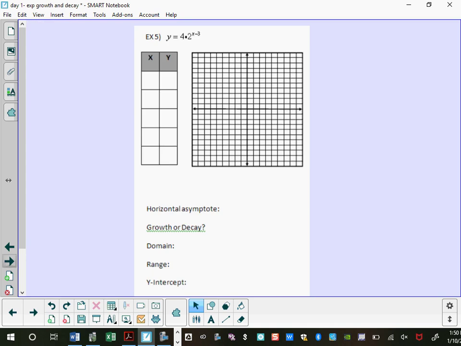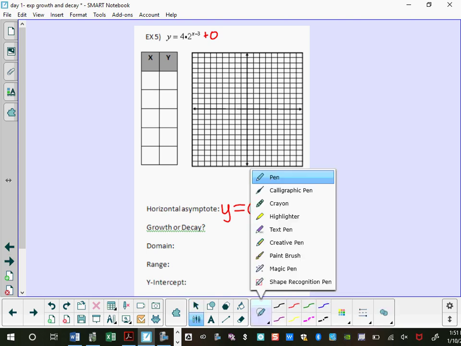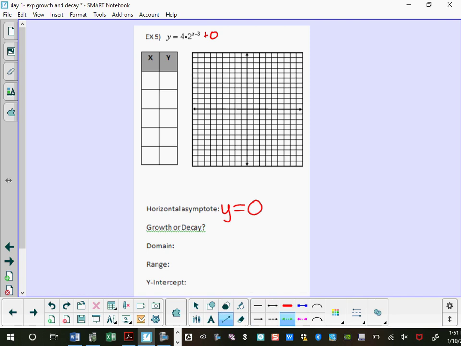All right, example 5. Notice how I don't have anything after my exponent, so I'm just going to put plus 0. My last number tells me what my horizontal asymptote is. So my horizontal asymptote is going to be what? What's my last number? 0. If there's nothing there, I have to assume that my asymptote is 0. I want you guys to create an asymptote by drawing a dotted line. And because it's y equals 0, you should have a horizontal line right at 0. That's your asymptote.